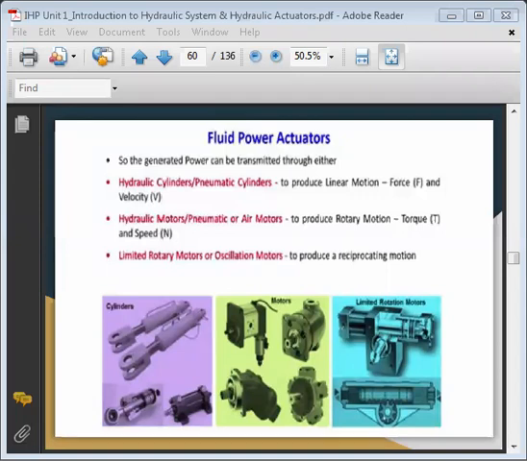Hydraulic cylinders are basically used for performing work such as pushing and pulling, where linear motion is required in various areas. Getting it? Now let us go to the next.